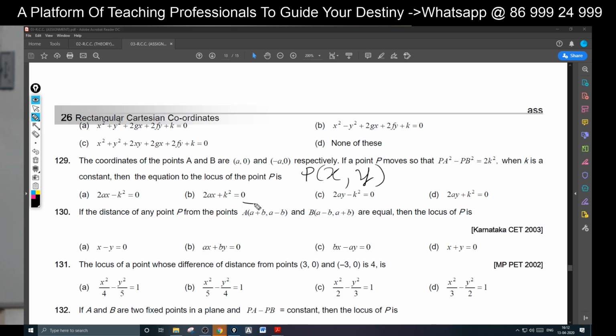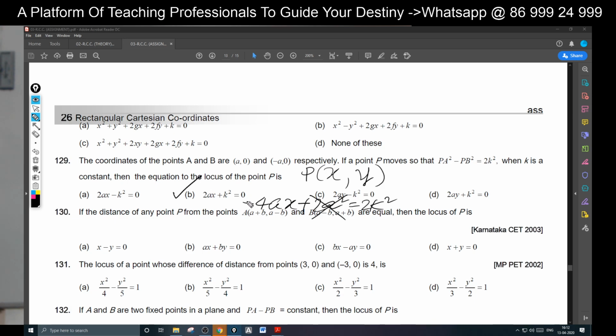We get minus 4ax. And a square, 1a square here, another a square here, 2a square is given to be 2k square. Y square plus y square getting cancelled, and a square also getting cancelled. So your answer must be 2ax plus k square equal to 0.